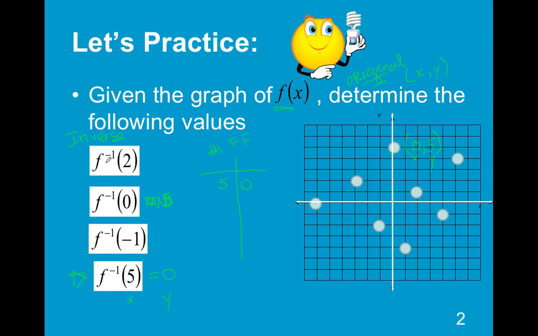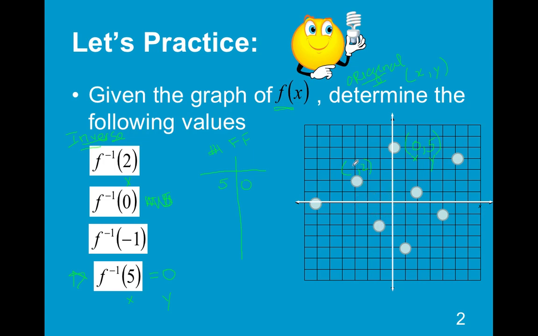So in other words, up here, asking you for f inverse of 2, what does that mean? This 2 is an x on the inverse, which means what did it used to be on the original? If it's an x on the inverse, what was it on the original? That's right, a y. So go to where y is 2. Oh, looky. Y is 2. What is x then?